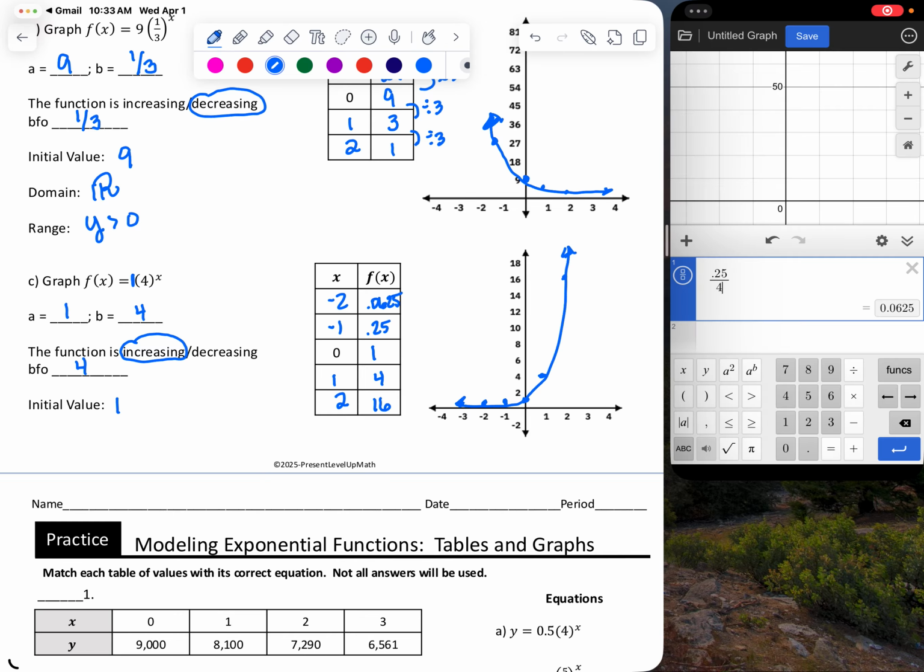Now, if you wanted to, it doesn't ask you to, but if I wanted to do the domain, it would be all real numbers again. Range, it's staying in the positive, so y would be greater than 0. All right, and that concludes today's lesson, modeling exponential functions using tables and graphs.